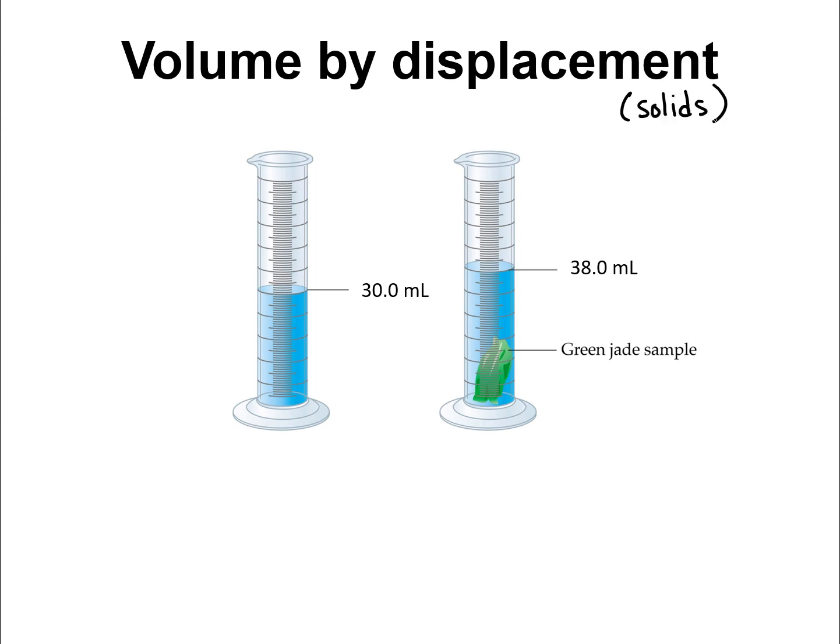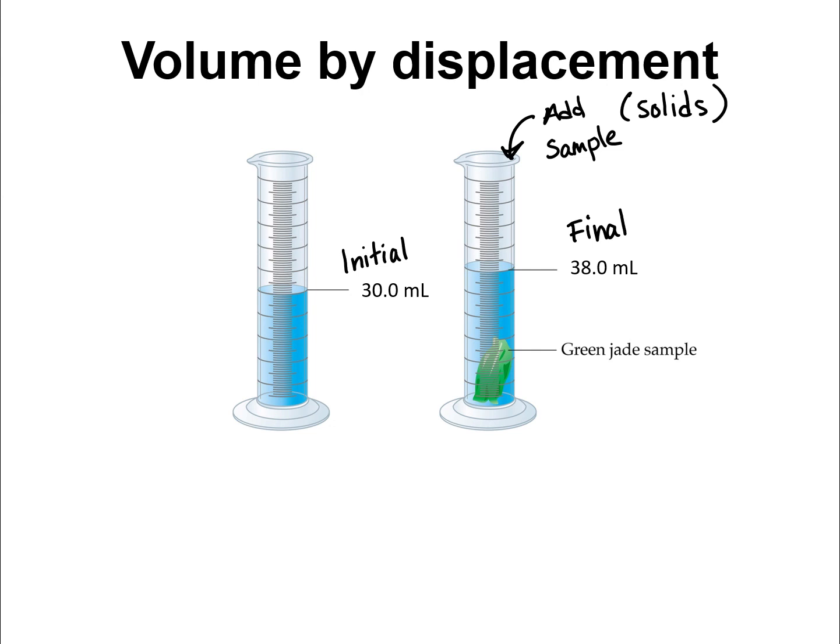If you have a graduated cylinder with a certain amount of water in it, say 30 milliliters, and that's our initial volume, then you put a sample into that graduated cylinder. The level of the water is going to increase. Whatever that volume is, that's your final volume.